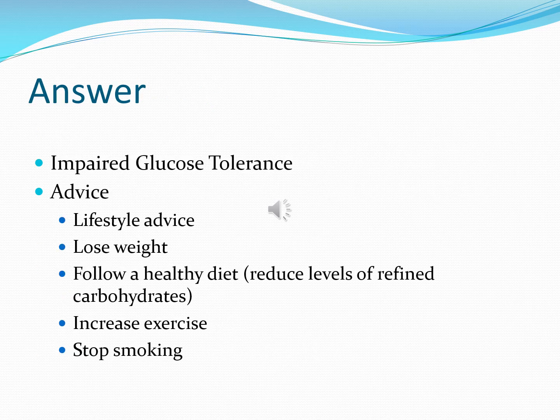So going back to the table that we showed, you should be able to deduce this patient has impaired glucose tolerance, which may be a pre-diabetic state, increased risk of developing diabetes and some of the complications, particularly the macrovascular ones. So we advise him with lifestyle advice: lose weight, follow a healthy diet, for example, increase exercise, and if he was a smoker, to stop smoking.